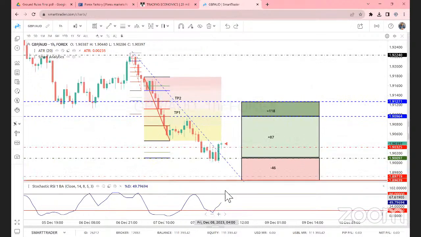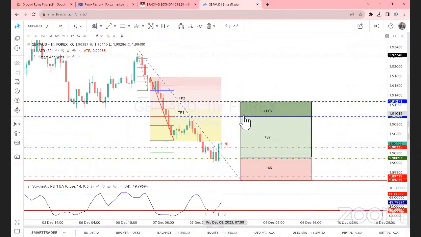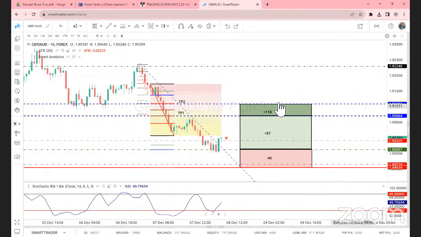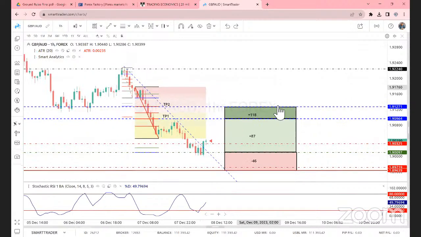So we broke here. We got bullish, broke above a previous daily level at 190.32. So we've got our stochastic in the buy zone. So I'm thinking, right, we have a good chance to continue long, right? So rules are met there. So that is the pound Aussie 1 hour chart.